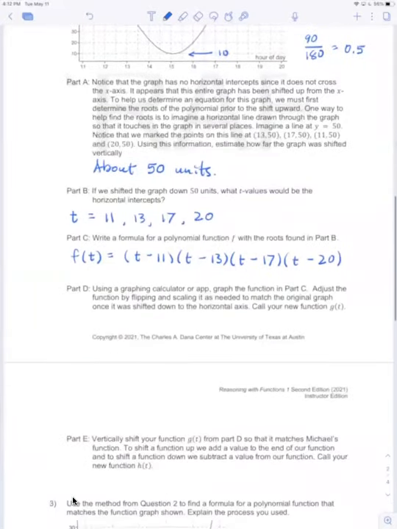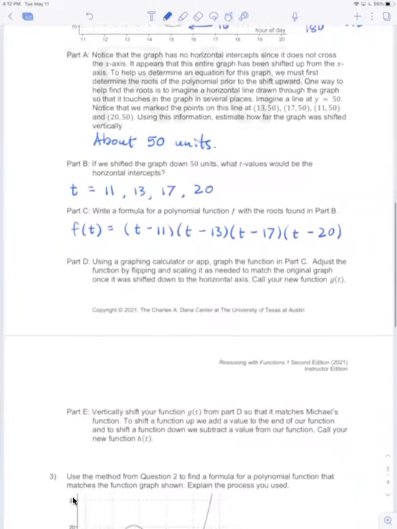So here we go. This is going to be function g. We're going to put the negative sign in to rotate that about the horizontal axis. We get a half, or 0.5, and then we get t minus 11, t minus 13, t minus 17, and finally t minus 20. They're the four linear factors. So part D says we call this function g, and adjust the function by flipping and scaling as needed to match the original graph.